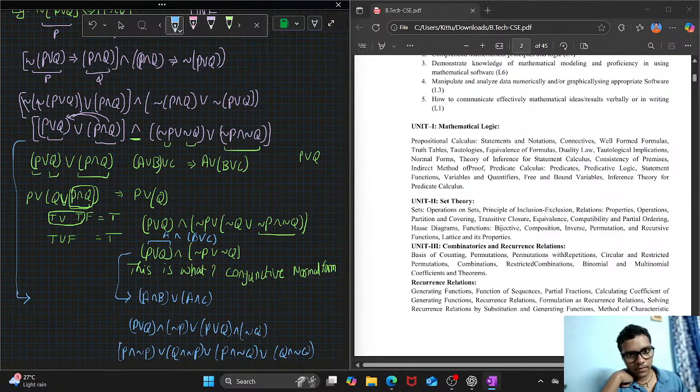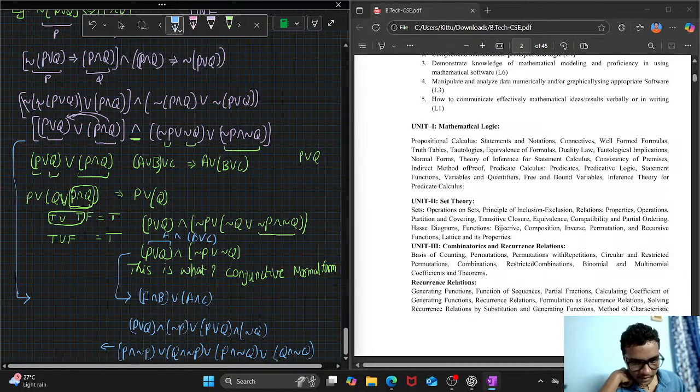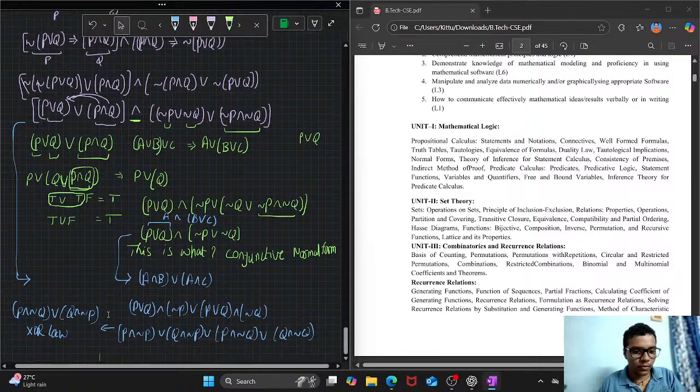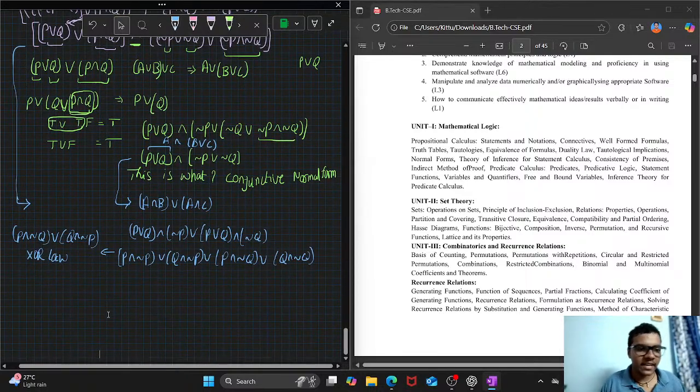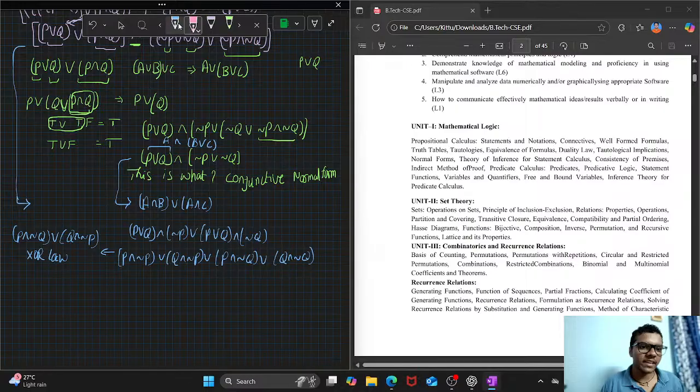And we can remove these terms, because P and negation P is always false, and Q and negation Q is also false. So it just comes to P and negation Q, or Q and negation P. This is actually the famous XOR law. So you got both CNF and DNF for this.